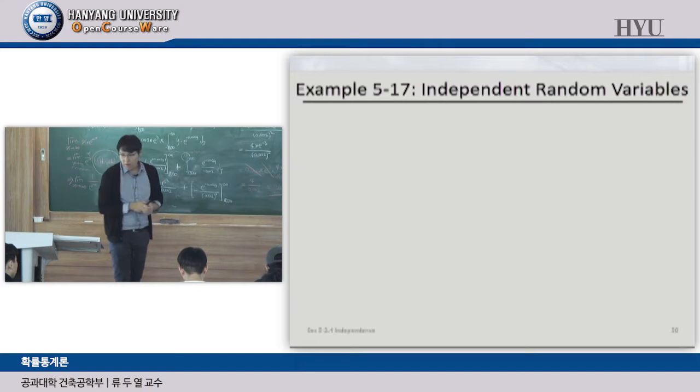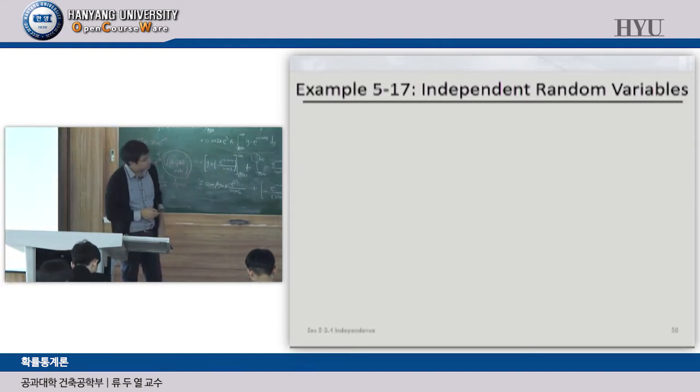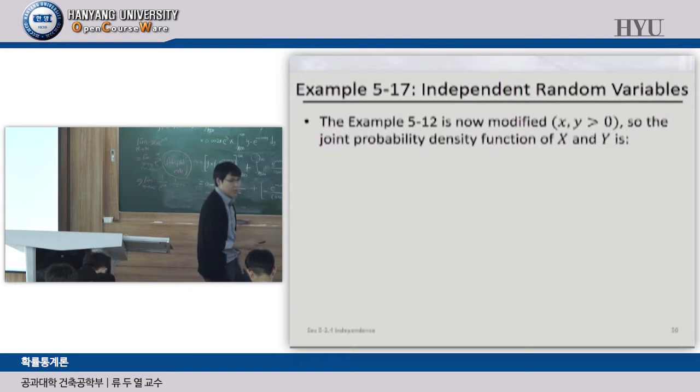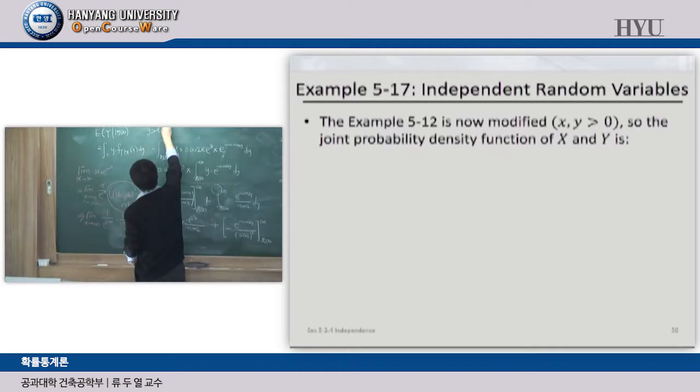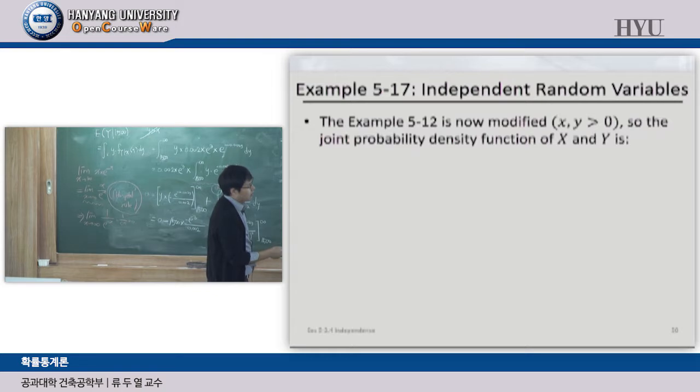And this is example 5-17 about independent random variables. The previous example 5-12 is now modified. Just x and y is larger than 0, okay? And this relationship is not satisfied anymore, okay? For this question. And so the joint probability density function of x and y is given by the following equation.